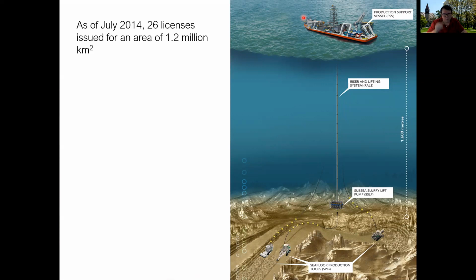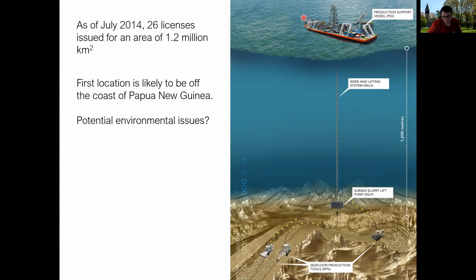But just so you know, people are starting it as of 2014. 26 licenses were issued in an area of about a million square kilometers. One of the first locations is expected to be up off Papua New Guinea. To my knowledge, although this is still widely talked about, as well as people going to space for various resources, I'm not aware of anyone actually setting up a process like this yet.